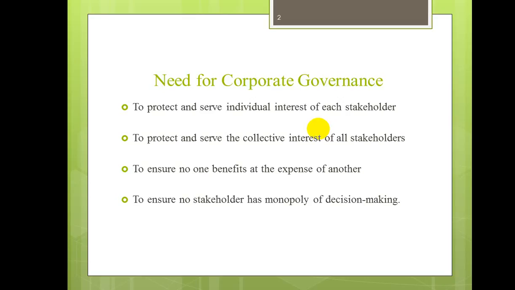Now the fourth point is to ensure no stakeholder has a monopoly of decision making. Here the corporate governors are accountable, or their duty is that outsiders, owner, lender, employees, and business associates in society, that no single stakeholder enjoys a monopoly of the decision-making process of a company. Decision making means that no single stakeholder should be allowed to get a monopoly benefit on decision making.